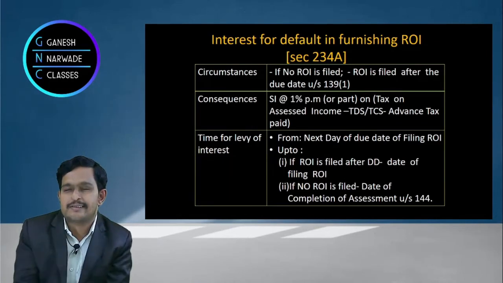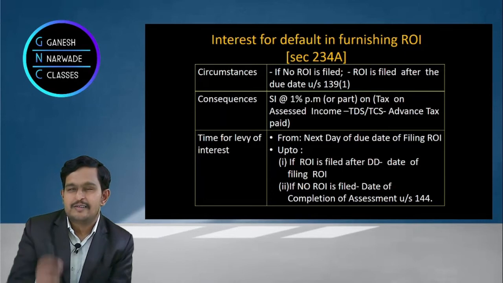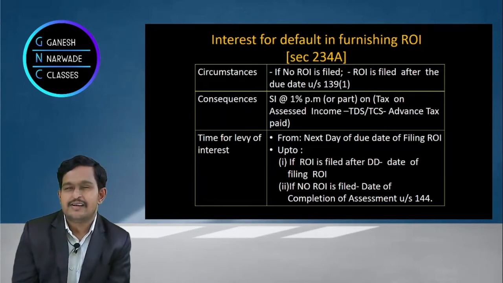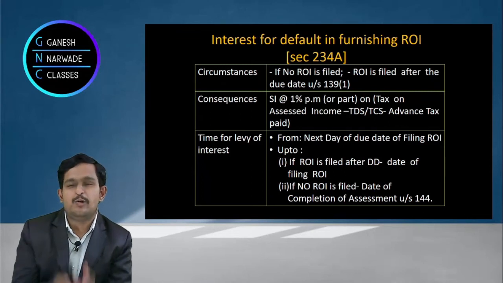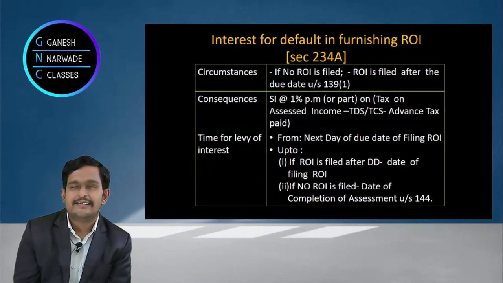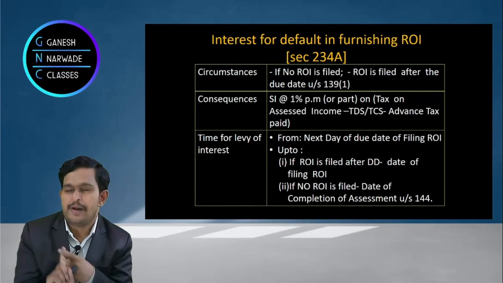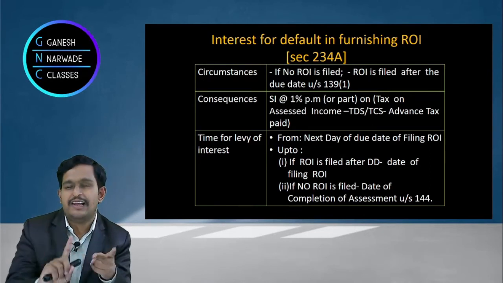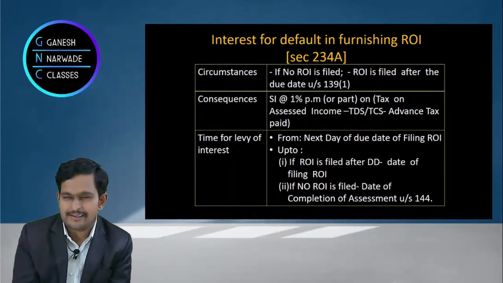Now we are going to discuss 234A. You have some due dates for filing returns, July 31st, October 31st and November 30th. Remember a little? Right. If you don't file the returns on time, you delay in filing the returns, then what will happen? Then interest at the rate of 1% will be charged. So either you delay in filing the returns, that means you file after the due date, or you don't file returns at all. Then 1% interest would be charged.